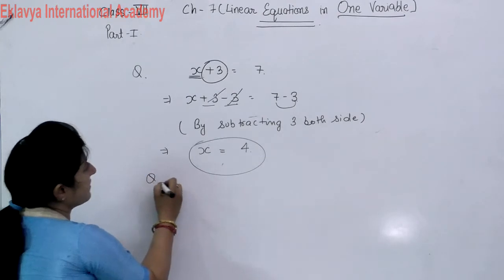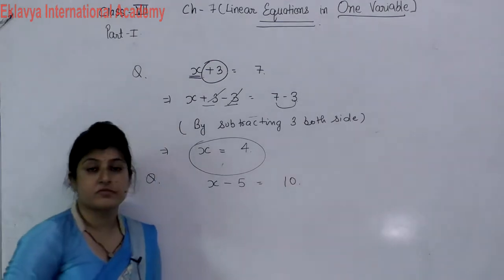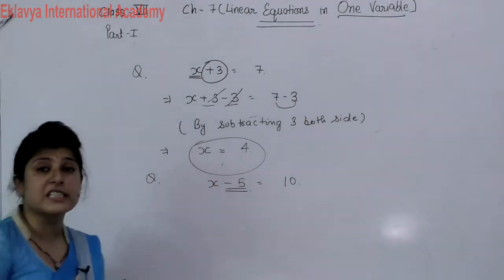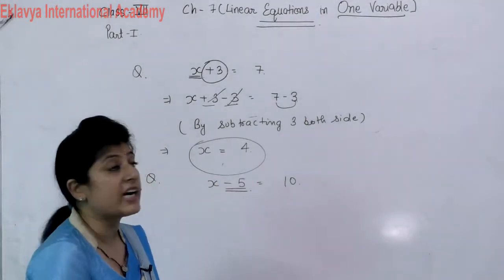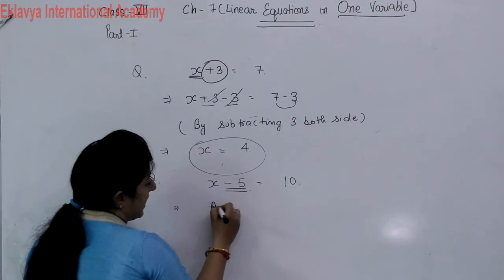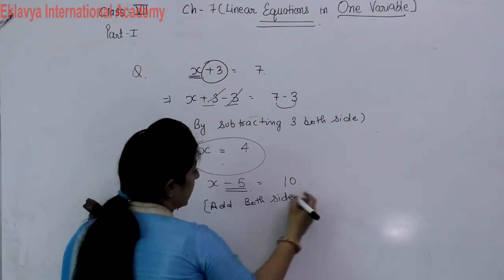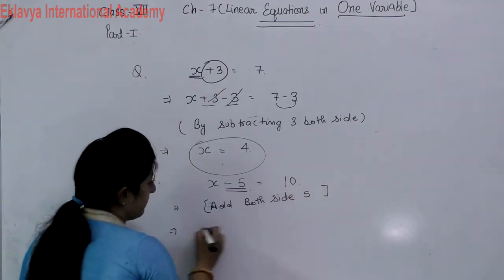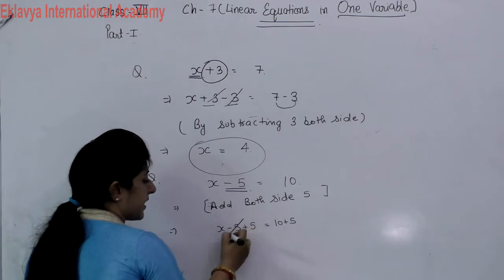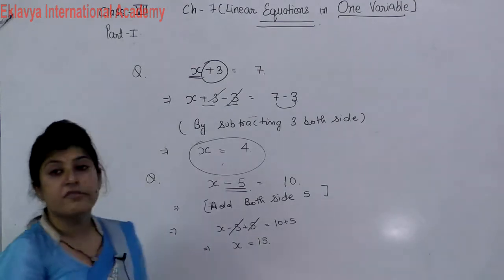Similarly, when something is negative, suppose I write x minus 5 is equal to 10. Then how to solve? Now something is in subtraction. For removing the subtraction value, we will add the equal thing to both sides, because whenever we perform any operation, we perform it on both sides. It means plus 5 here and plus 5 here. Minus 5 and 5 cancel, then it becomes x, and 10 plus 5 is equal to 15.